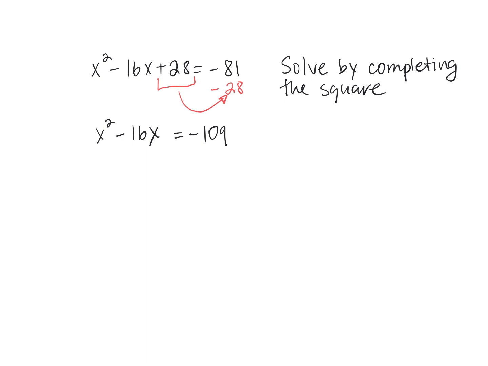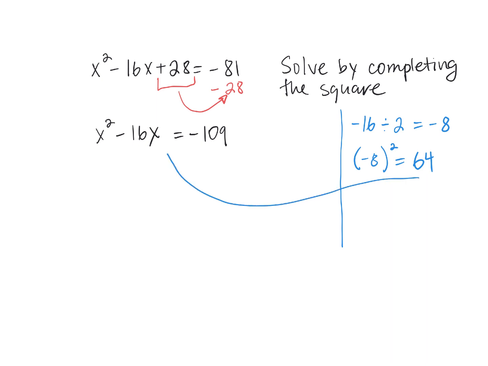The next steps are not done inside of the equation, but rather done on the side. So I'm going to take the number that is next to the x. In my case, it's negative 16, and I will divide it by 2, which will give me negative 8. And then I will take that result, which is negative 8, and square it, which will give me a positive 64. Now, this positive 64 will be added to both sides of the equation here, and then after the negative 109. So here is how my equation looks like.